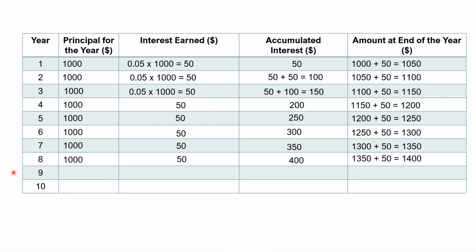And continuing on, we're just doing the same thing with the pattern. So here we are at the 10th year, at the end of her 10th year. Again, we go back to the principal, which was $1,000. She's going to get another $50. That's going to make her accumulated interest $500 now that she's made in interest, which is $1,500.